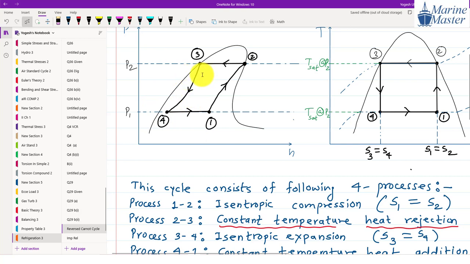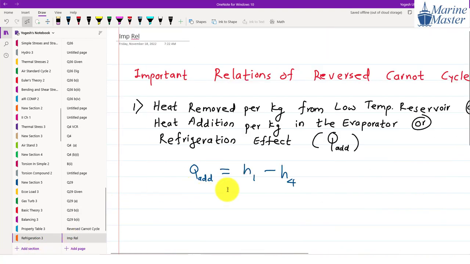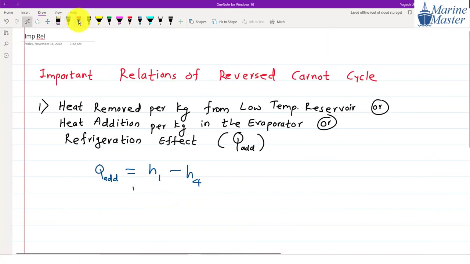What is the meaning of cold space? Cold space means low temperature reservoir. So heat is removed from the cold space. That is 4 to 1, a heat addition. Enthalpy of point 1 is higher, enthalpy of point 4 is lower. So H1 minus H4. This relation will become relation number 1: H1 minus H4.